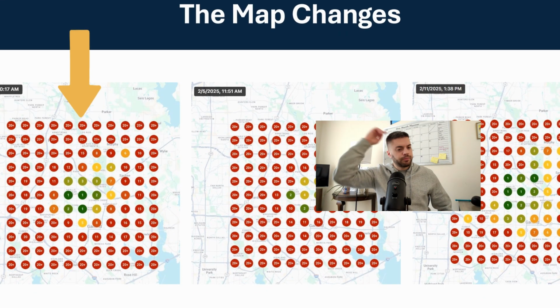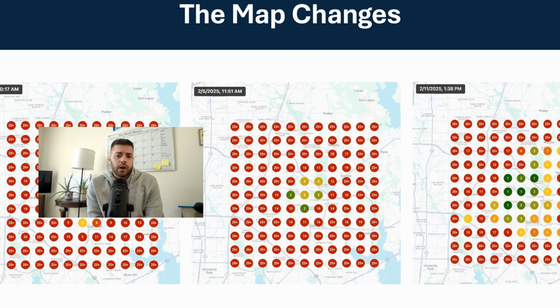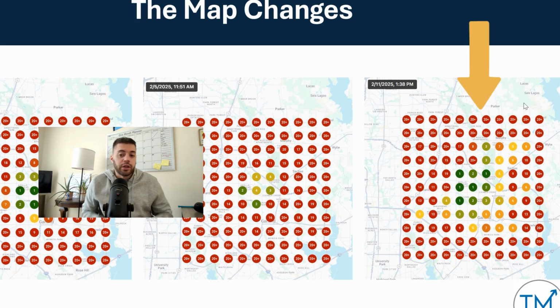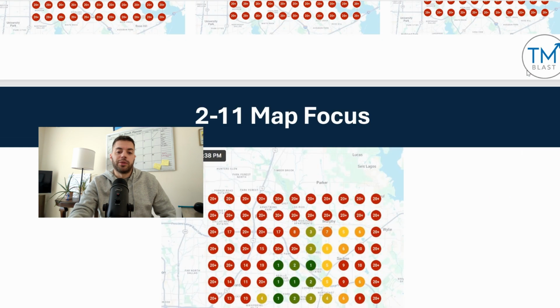On the left was the initial grid. That was January 8th. They had a few green dots. Then on February 5th, you can see all those dots basically disappeared. Now they're all red. Now on February 11th, the dots are really flipping, and there's actually more opportunity for me to flip, which is going to lead to a higher share of local voice, which should then lead to more future phone calls and website clicks.